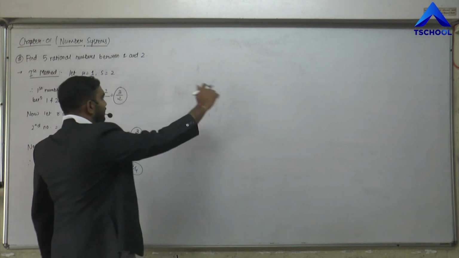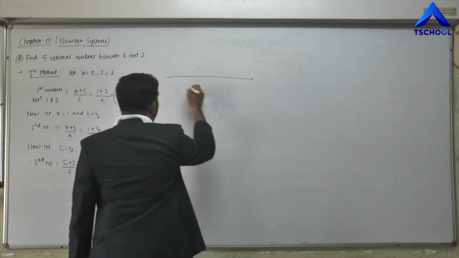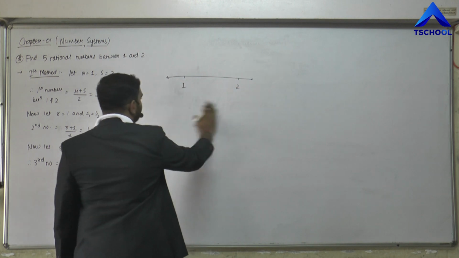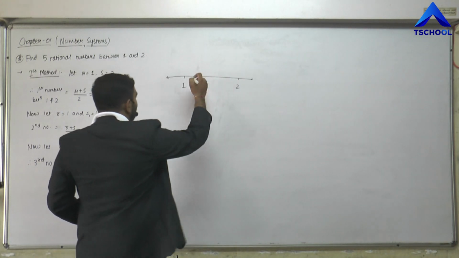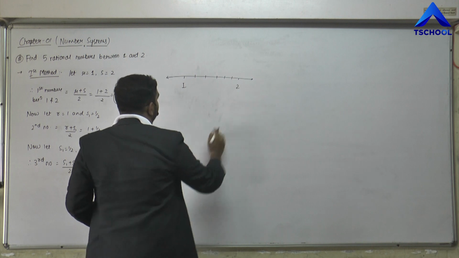Now see what actually happens here when I show this on the number line. Let us say that this is 1 here and this is 2 here, right? I have magnified that 1 and 2. So I shall get 5 numbers here, 1, 2, 3, 4 and 5 numbers here.